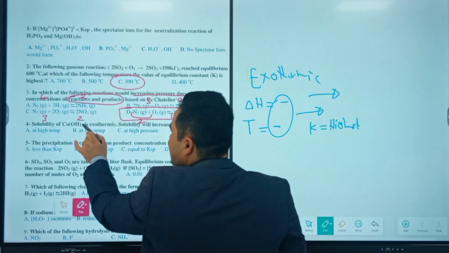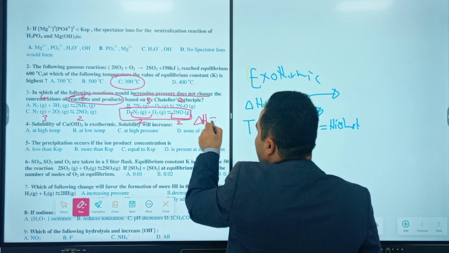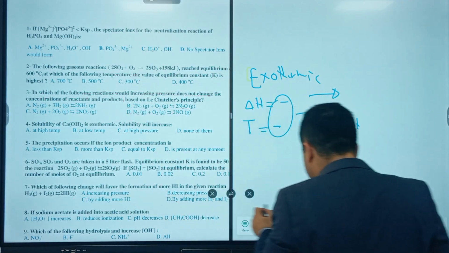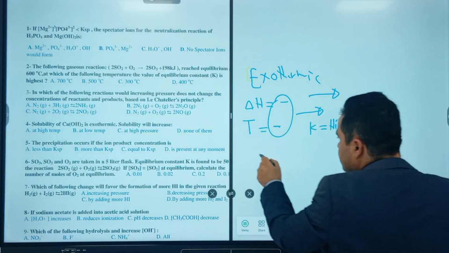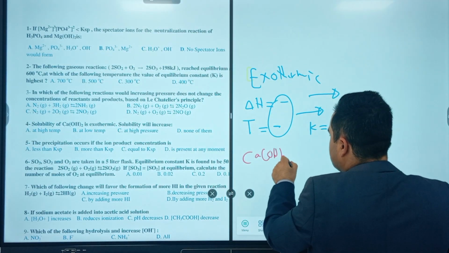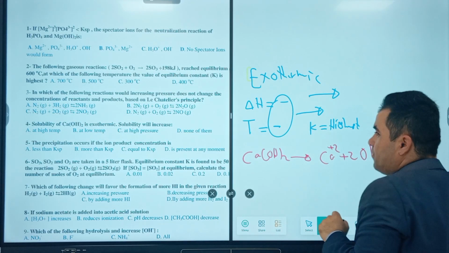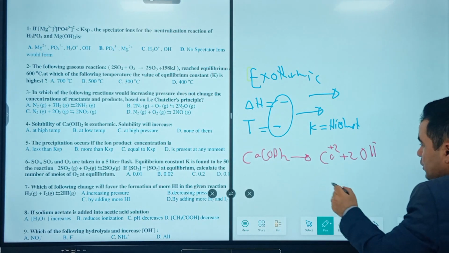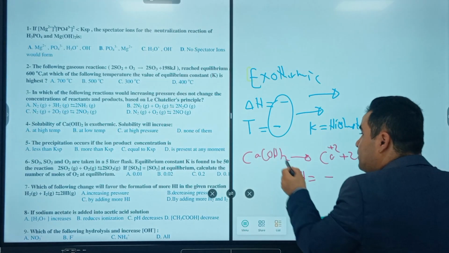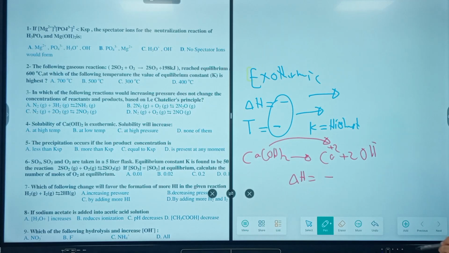Solubility of calcium hydroxide is exothermic. That means delta H is negative. Calcium hydroxide is not a salt, it's a strong base: Ca2+ plus 2OH-. So this reaction has a negative delta H. Solubility means dissolving and dissociating to form the ions, the forward direction.